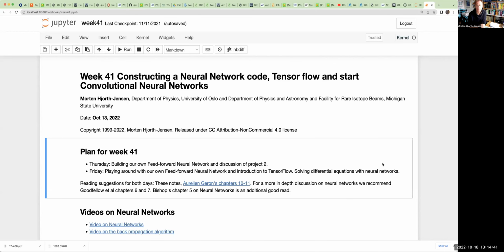Welcome to week 41 and the lectures for the machine learning course. The aim this week is to start building up our first code for a neural network. One of the aims, for instance, with project number 2 is actually to be able to write our own simple neural network code. This means that we are going to discuss things like the feed-forward part of a neural network and the back propagation algorithm.